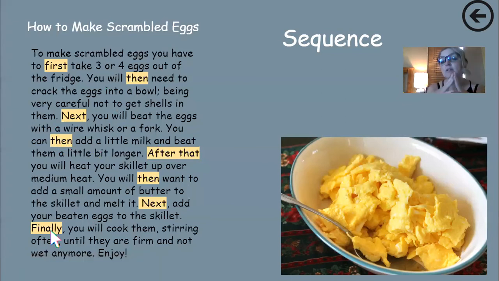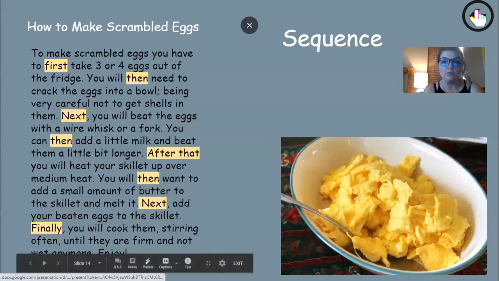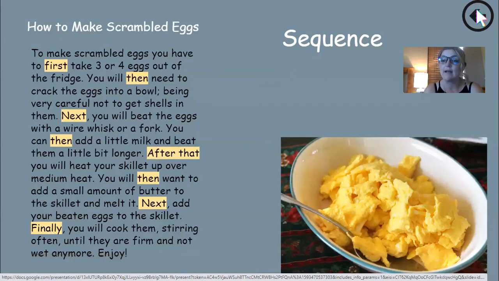And a good example of a sequence is any recipe that you see. Any procedure, a how-to, if you're going to try to build something, put something together, Legos, okay, every Lego comes with a Lego instruction book. That's going to be sequence. It's going to follow an exact little procedure, right? So sequence is an important one when we're looking at following directions and things like that.